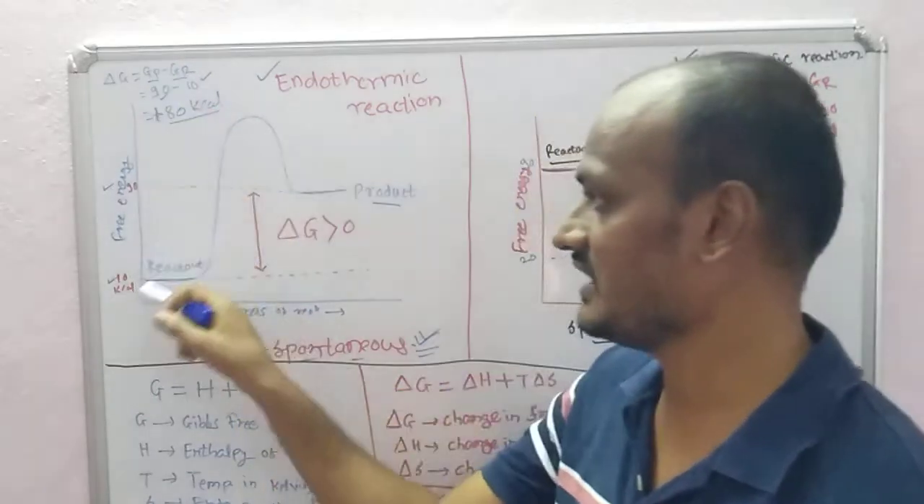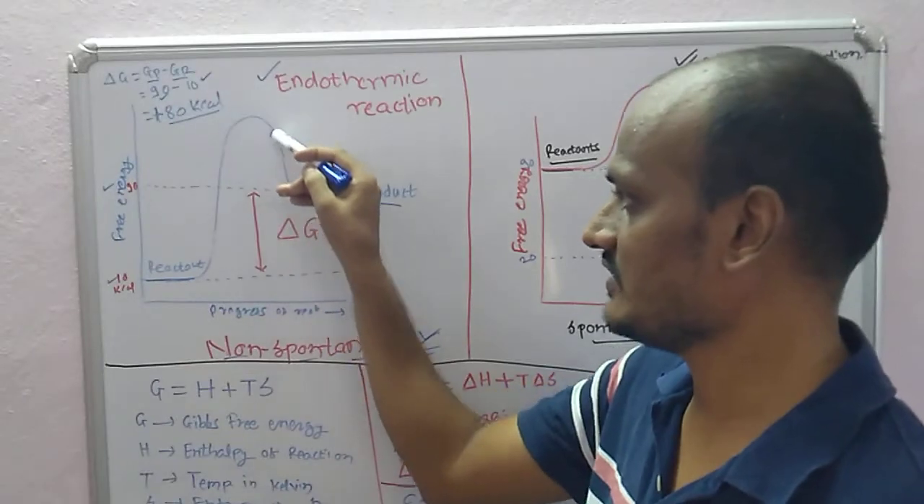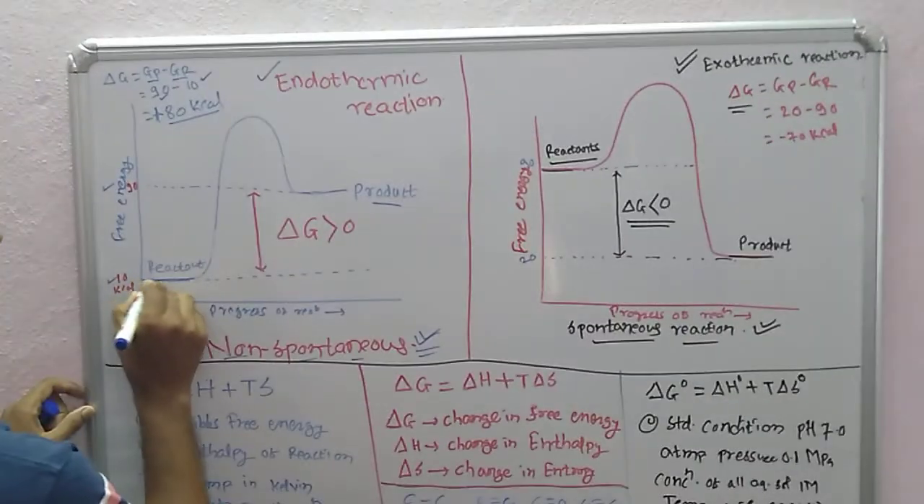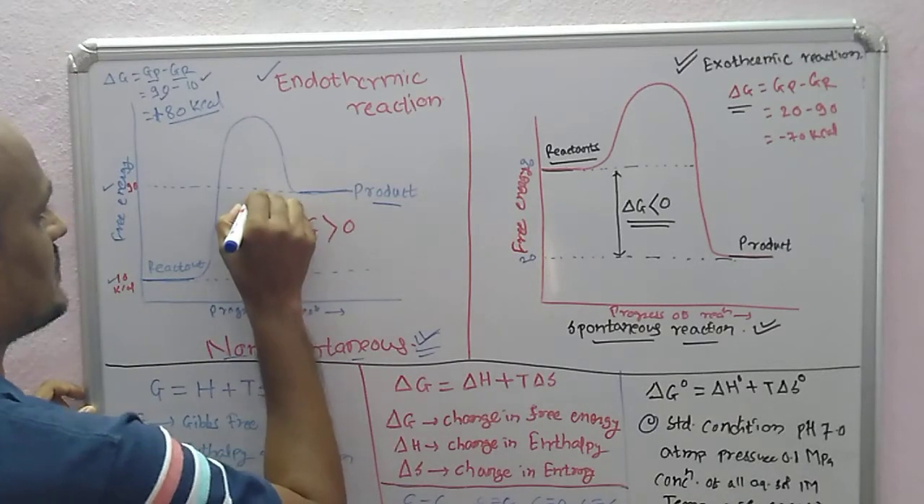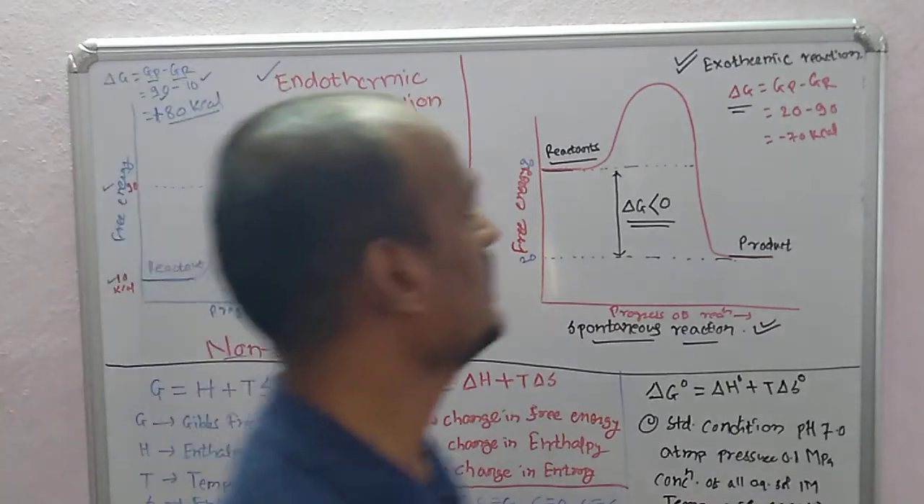Okay, so it is a very simple diagram. Here it goes like this, and this is the activation energy. Basically, we are more interested in the difference between these two, and that is why we have drawn this arrow here.